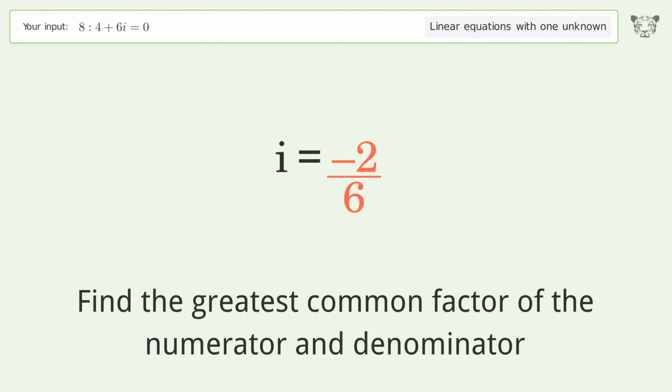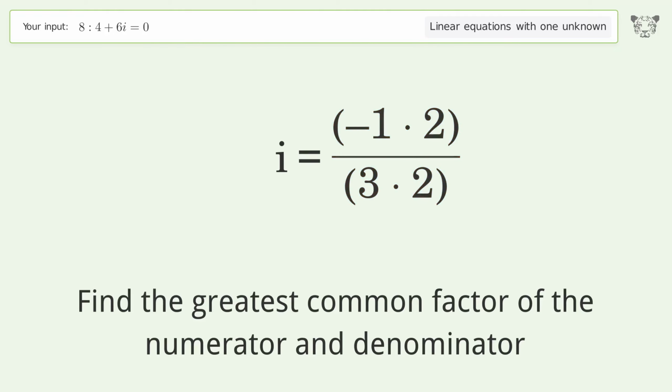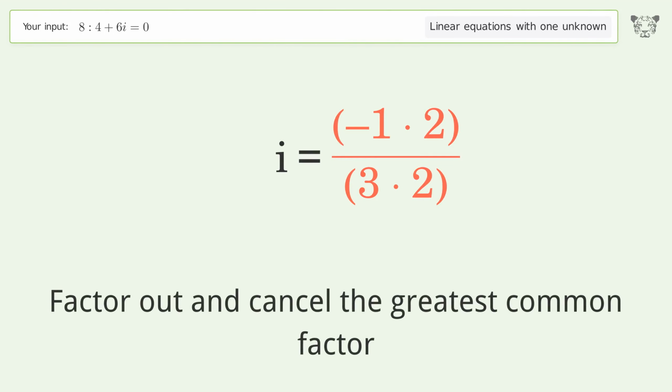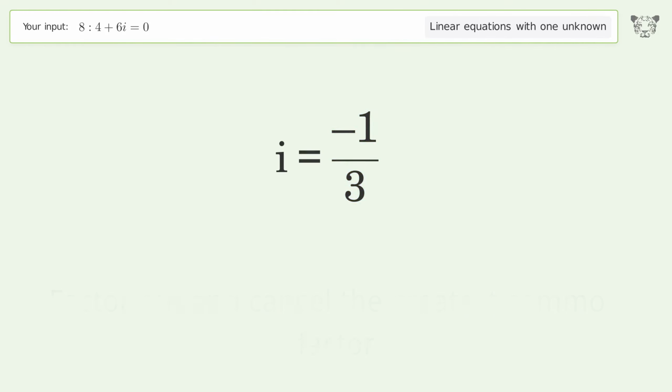Find the greatest common factor of the numerator and denominator. Factor out and cancel the greatest common factor. And so the final result is I equals -1/3.